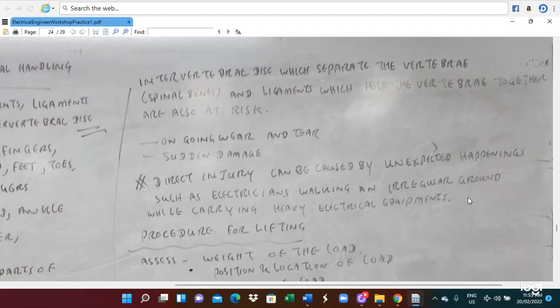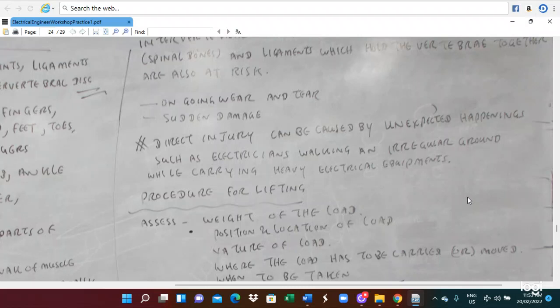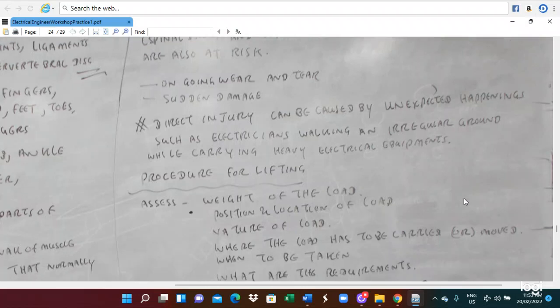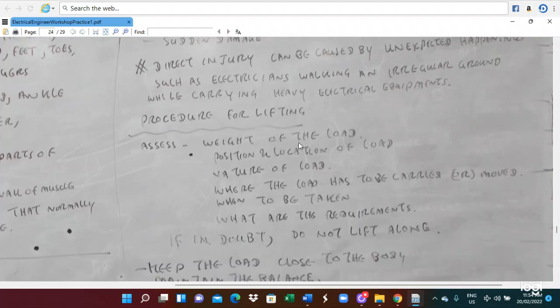Direct injuries are caused by unexpected happenings. For example, an electrician walking on irregular ground while carrying heavy electrical equipment. In this case, you can slip and get a back injury.